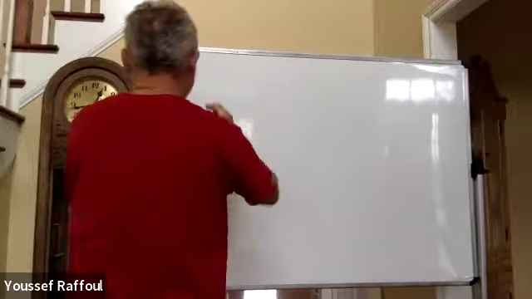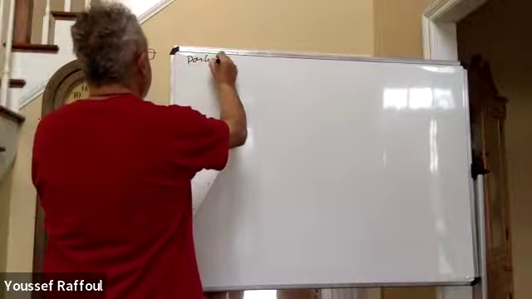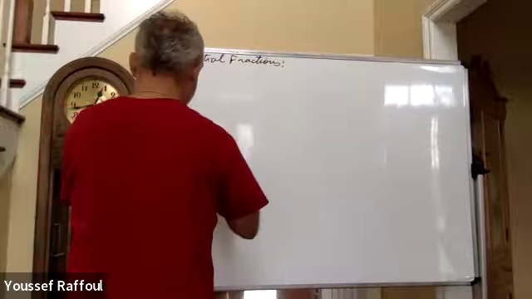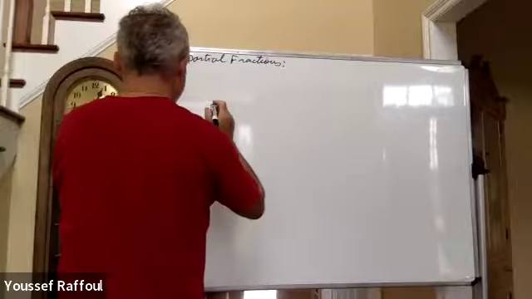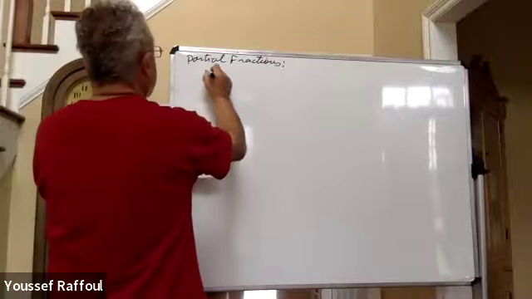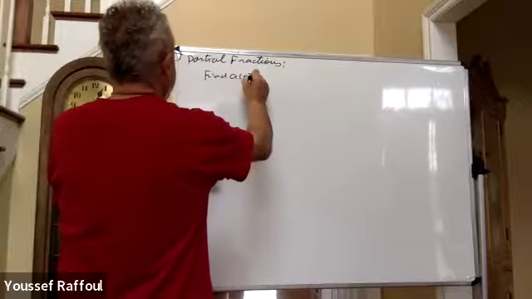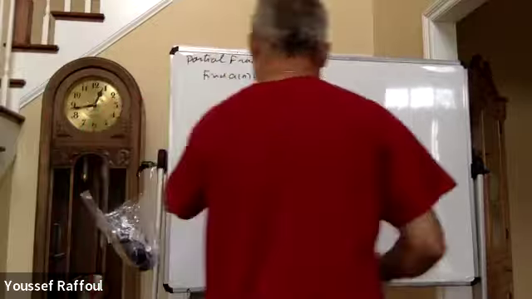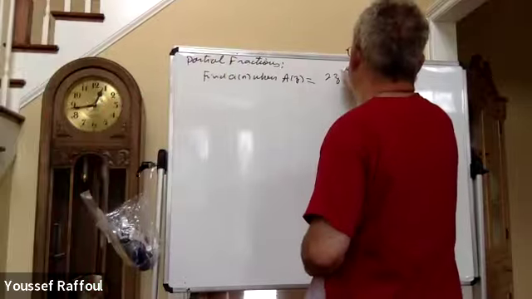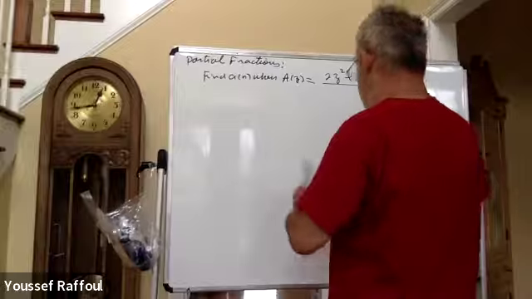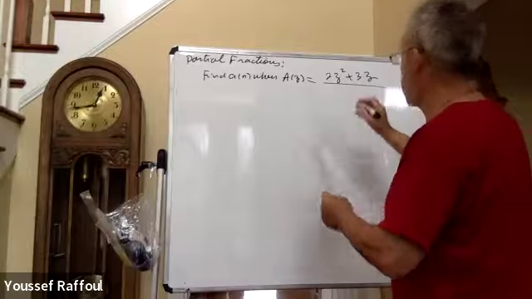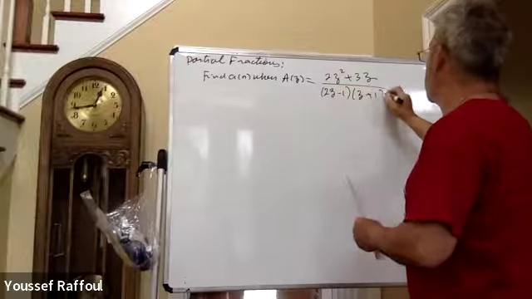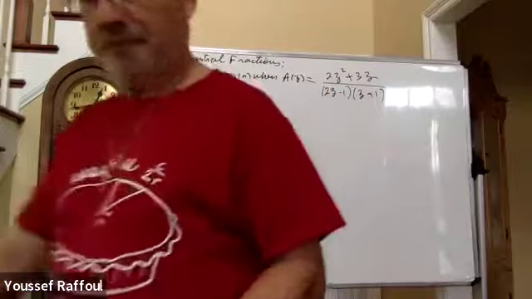All right. So now we're going to do partial fractions. This is similar to what you know. Find a_n when A(z) is 2z squared plus 3z over (2z minus 1) times (z plus 1). Okay?